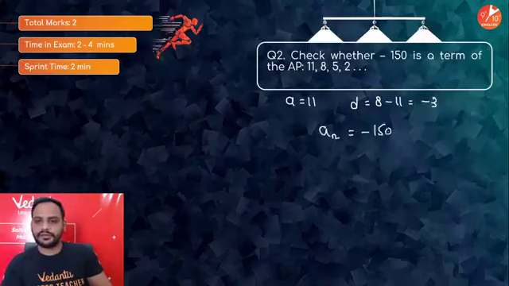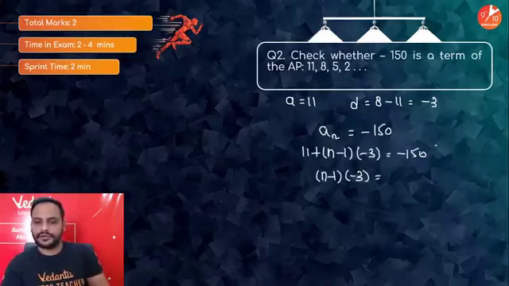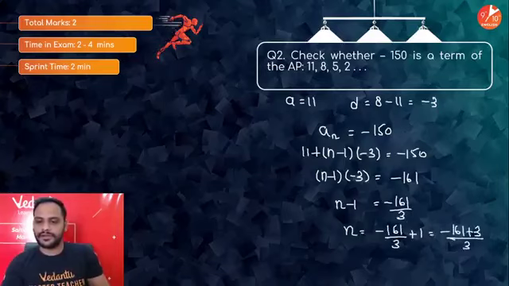If it is a part of this AP, we'll see at what place it is coming. Let's say an is equal to minus 150. So I can say an will be equal to a plus n minus 1 into d, which is equal to minus 150. Shift 11 over there. So n minus 1 into minus 3 is equal to minus 150 minus 11, which is equal to minus 161. So n minus 1 is equal to minus 161 by minus 3. Shift minus 1 over there, so n is equal to 161 by 3 plus 1, which is 161 plus 3 by 3. LCM I have taken.